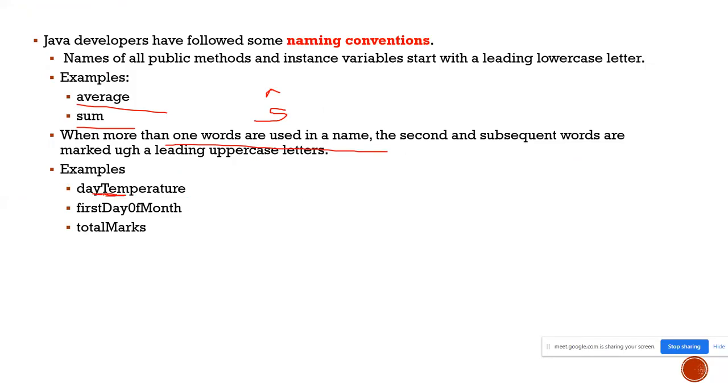Date, temperature: you have two words, so the second one starts with an uppercase letter. So first day of month, total marks: M is in caps. In first day of month, D is in caps and M is in caps. So the second word's first character should be in caps.